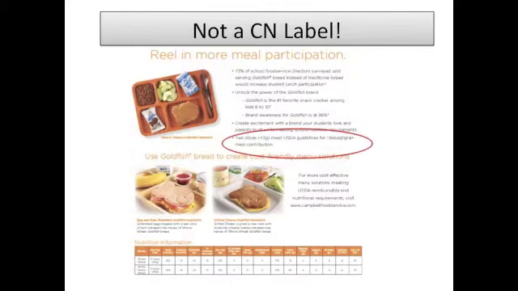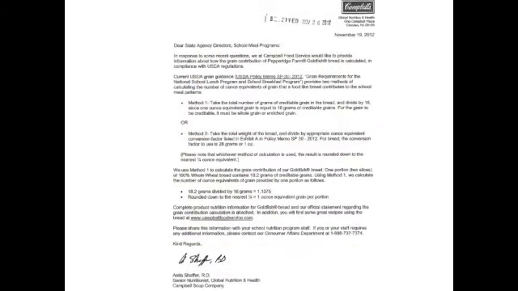This is another example of what is not an acceptable method of determining crediting information. Here, the manufacturer states that 2 slices of bread would equal 1 grain ounce equivalent. Without an explanation of how the manufacturer came to this conclusion or a signed statement from the manufacturer, we cannot use this information for crediting.